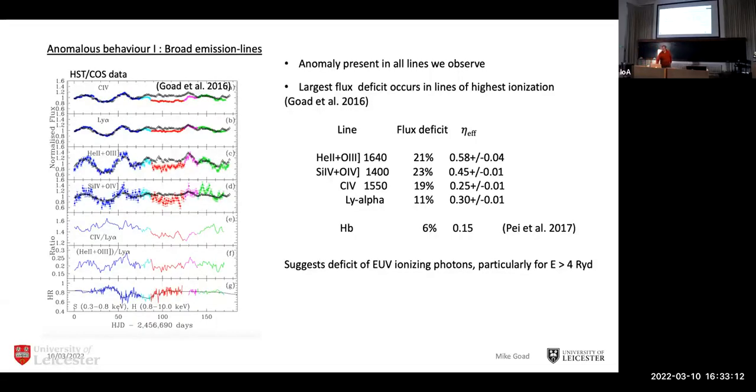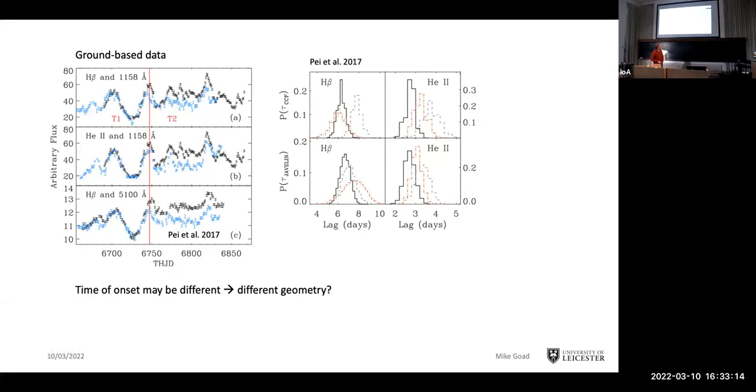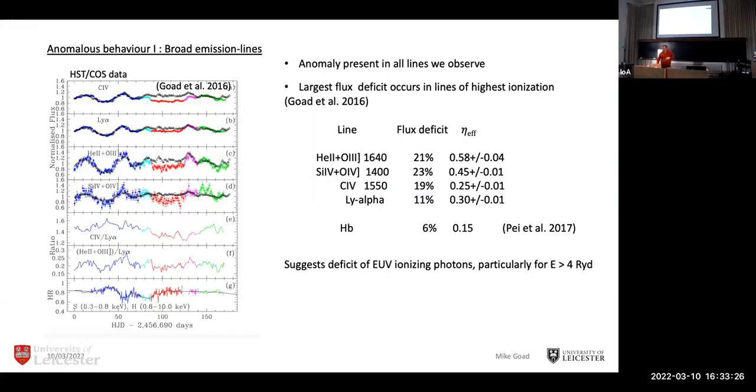Just to show you the H beta here, this is from Li Pei's paper. Again, we see the anomaly in the total flux, but the onset of when it occurred may be slightly different. So what we need to explain then is what's going on to our driving continuum.